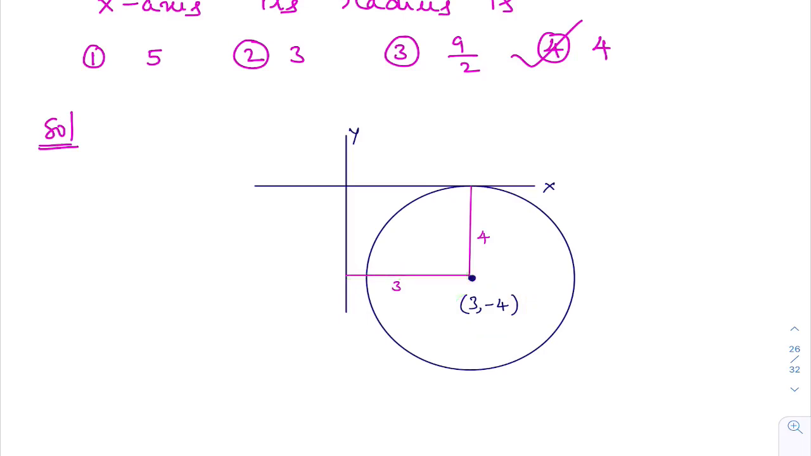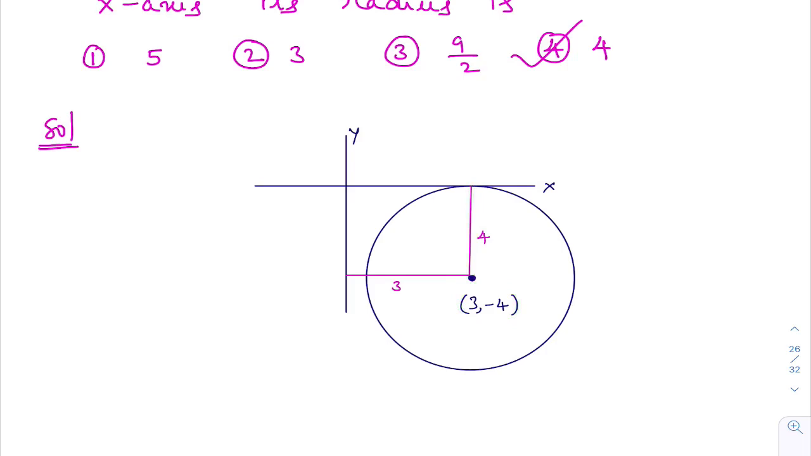And what about the y coordinate? The y coordinate is the perpendicular distance from the point to the x-axis. By seeing this point (3, -4), you may make the mistake of writing -4 here. We cannot write -4 because the distance is always positive. As this is in the fourth quadrant, the point is (3, -4), but this distance is 4 units only.